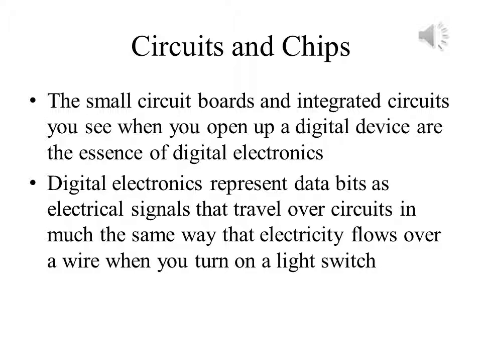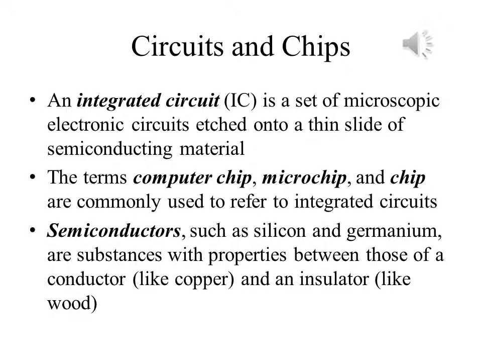They can travel at the speed that electrical signals can travel, which is pretty fast. These circuits are microscopic, and their proximity to each other allows electronic devices to work as fast as they do. There are a variety of related terms that we use to describe these circuits. Computer chip, microchip, and chip are among the most common terms used.